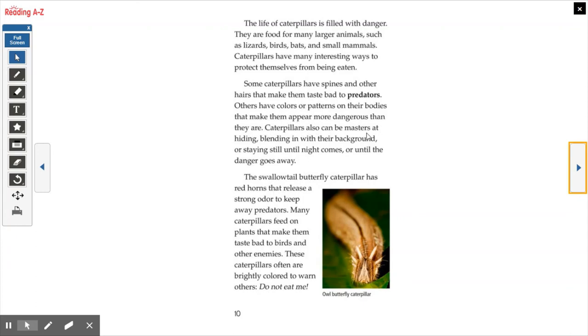Caterpillars also can be masters at hiding, blending in with their background, or staying still until night comes or until the danger goes away. The swallowtail butterfly caterpillar has red horns that release a strong odor to keep away predators. Many caterpillars feed on plants that make them taste bad to birds and other enemies. These caterpillars often are brightly colored to warn others, "Do not eat me." And here's an owl butterfly caterpillar.